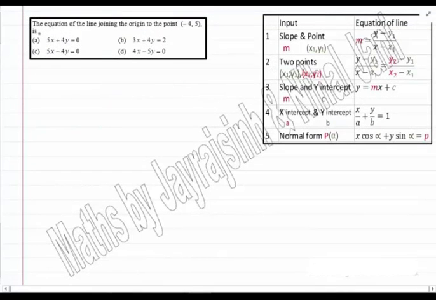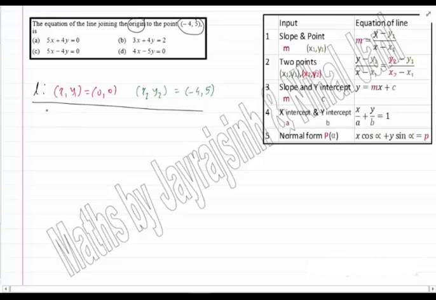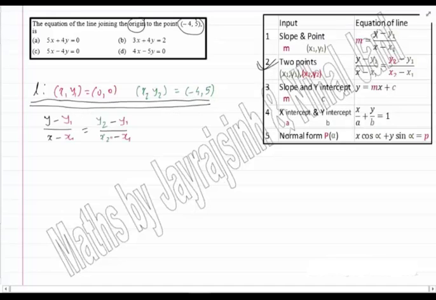Let's see the question. The equation of line joining origin and minus 4 5 is dash. Here we have to find the equation of line which is passing from origin x1 y1 is 0 0 and another point x2 y2 is minus 4 5. So here we get our number underline data, and to find the equation of line we should choose 2-point equation, which is y minus y1 upon x minus x1 is equal to y2 minus y1 upon x2 minus x1.